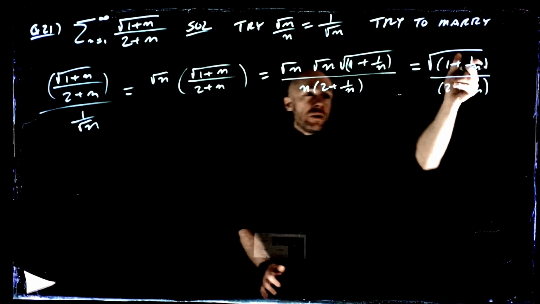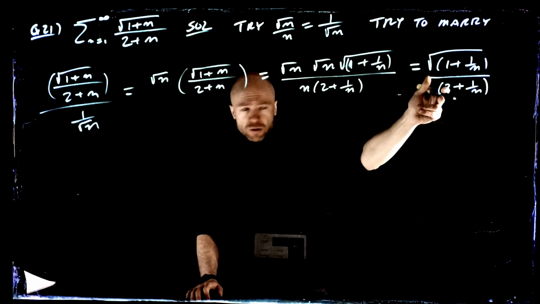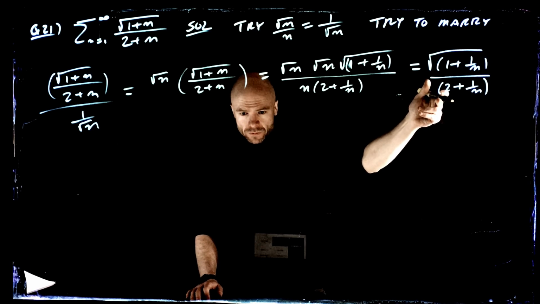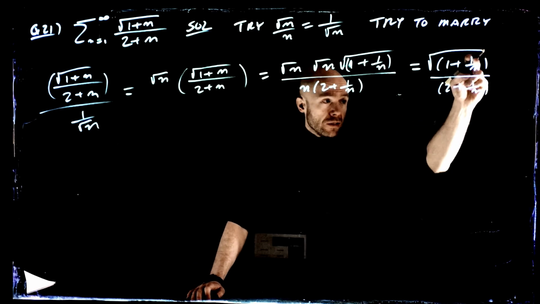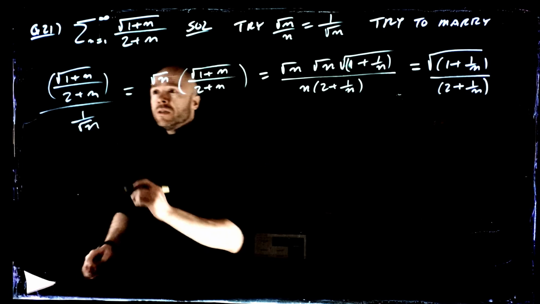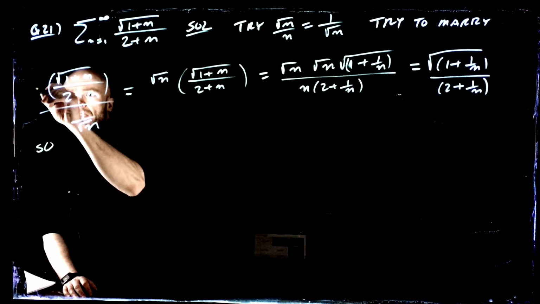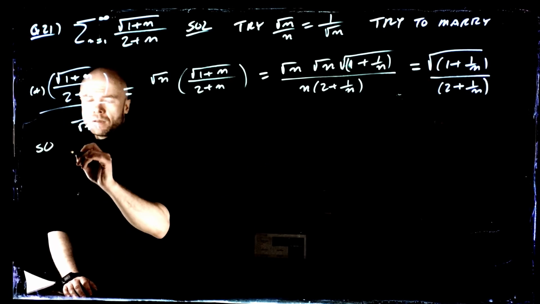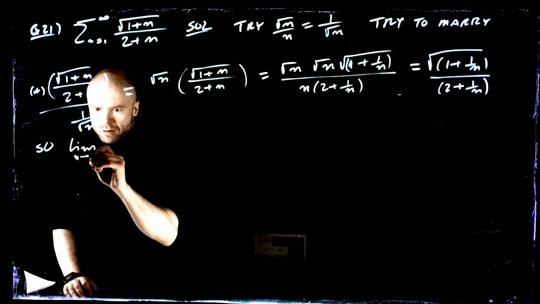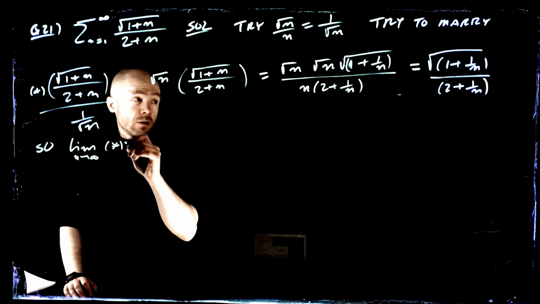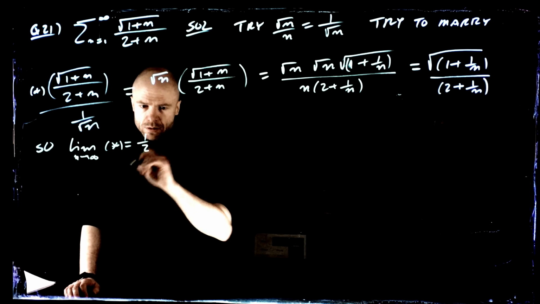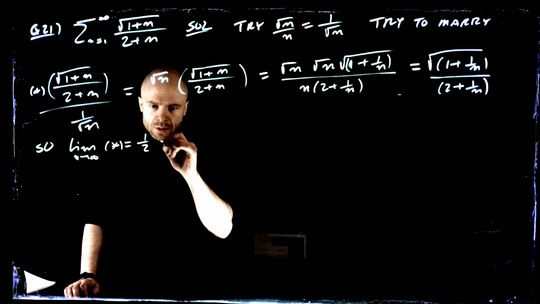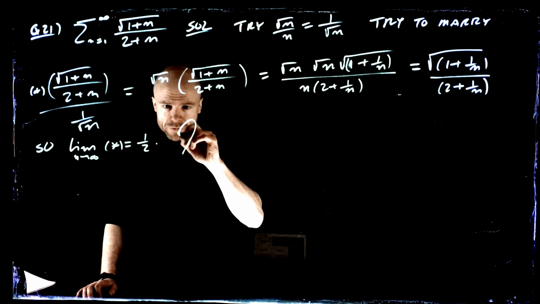And then we know the limit of the top is just going to be 1, right? The limit of the bottom would just be 2. Yeah? Because as n goes to infinity, this is going to 0, this is going to 0. So let's call this thing star. The limit as n goes to infinity of star is just equal to 1 over 2. So they're married.